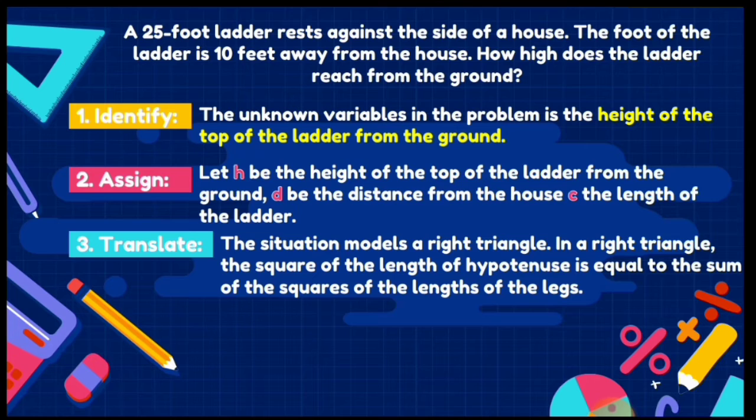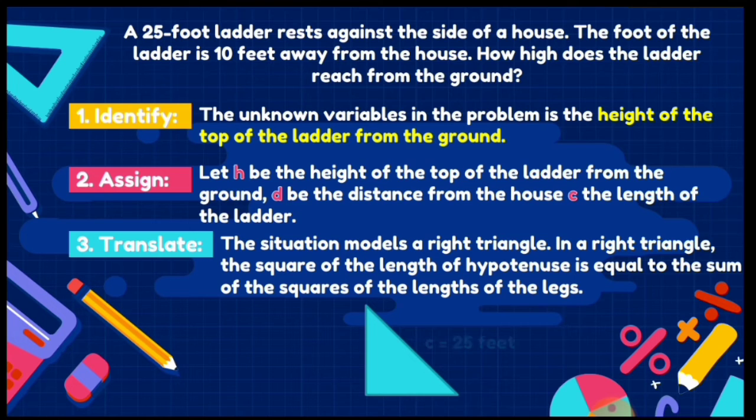The situation models a right triangle. In a right triangle, the square of the length of the hypotenuse is equal to the sum of the squares of the length of the legs. Now, in illustration, we're going to have a right triangle. So this is an example of a right triangle, whereas the legs of a right triangle form a 90 degrees angle.